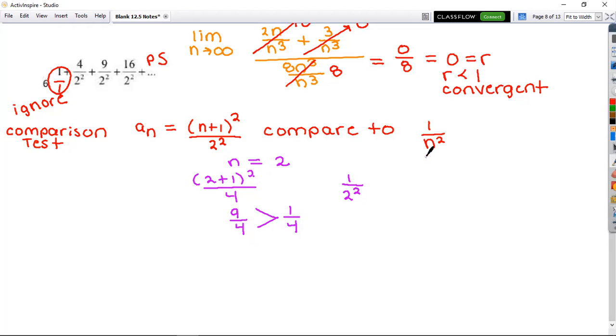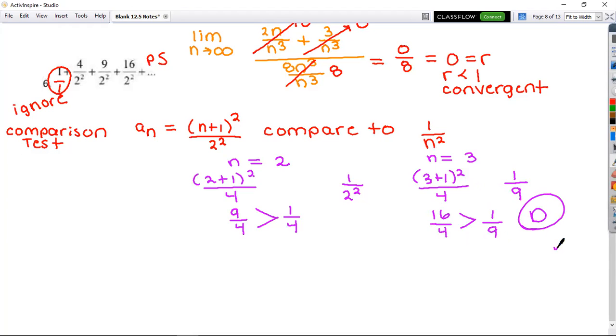So then n equals 3, I'll do that one over here. And I've got (3 plus 1) squared over the 2 squared, so still just 4. And 1 over n squared would be a 9. So I have here 16 fourths versus 1/9. And again, you're seeing that these hold up. You've got greater than again, so this one is going to be divergent. How are we feeling with those so far?